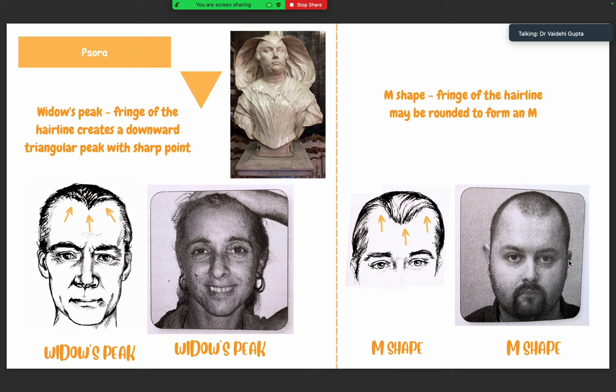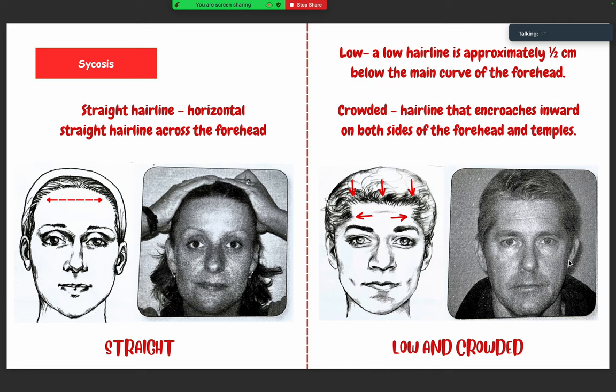We used to count it by giving points. When there is a low hairline, it will get 1 point. When it is a low hairline as well as a crowded hairline, it will get 2 points. When it is only crowded, it will get 1 point. Just like that, we can calculate the entire thing, and then decide which one is the dominant miasm. So the three hairline features of Sycosis are straight hairline, low hairline and crowded hairline.